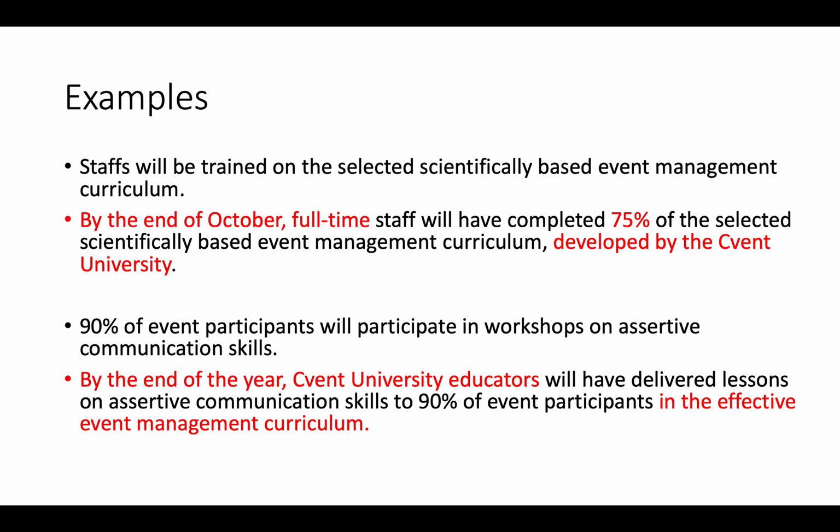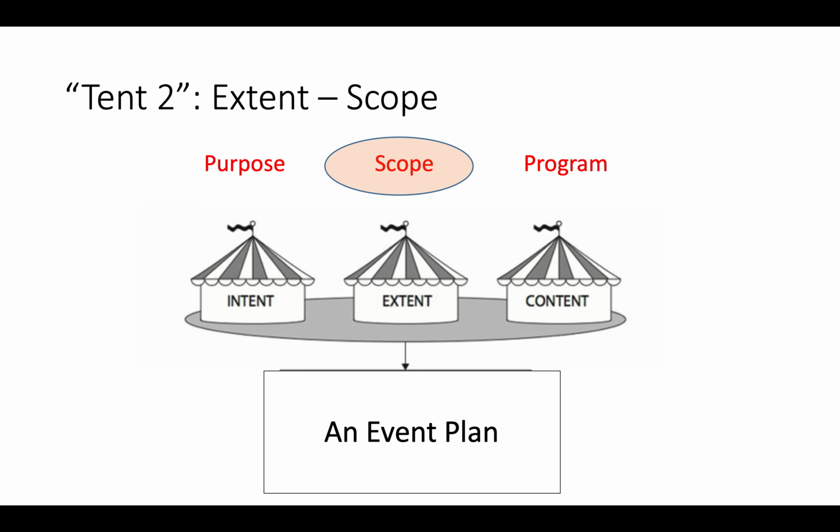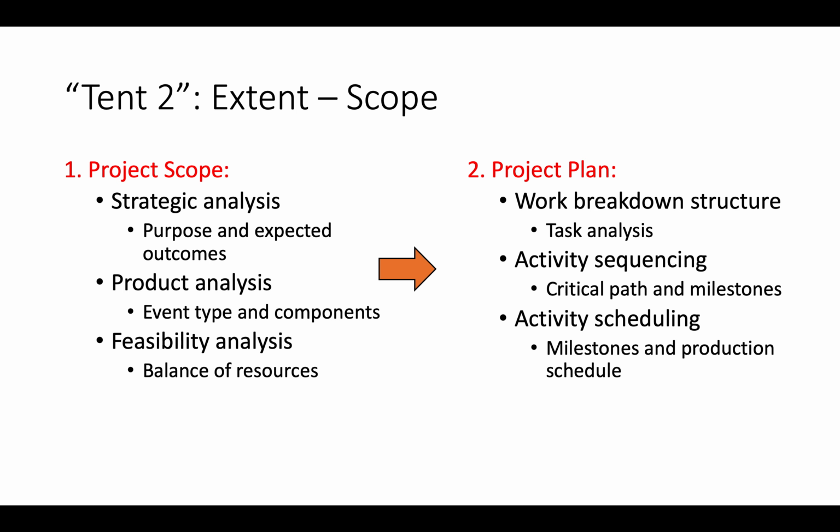So in Tent 1, we learned how we can set up a purpose of the event to understand the intent of the event. And now we're going to Tent 2, something related with setting up a scope for an event. So this is project management.